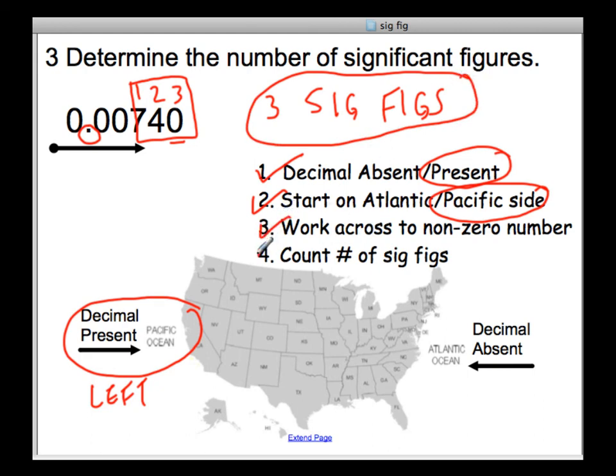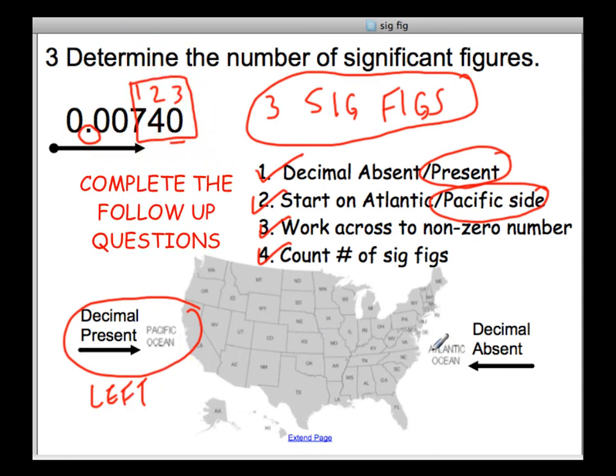Get familiar with these 4 rules that we used here. Get familiar with the geography if you're not that good, the Pacific being the left side and the Atlantic being the right side, and start applying them and trying some problems out here tonight for your work. If you struggle with them, it's okay. This is new to a lot of us. Just make sure you ask the questions tomorrow in class so you're ready for this test that's coming up. Good luck.